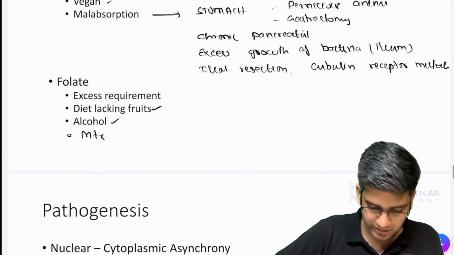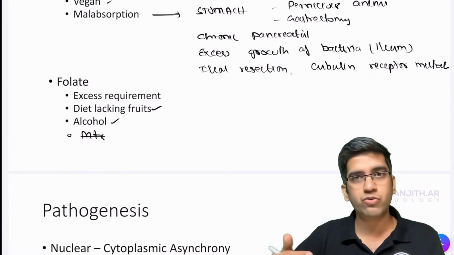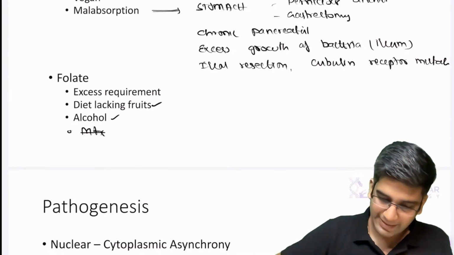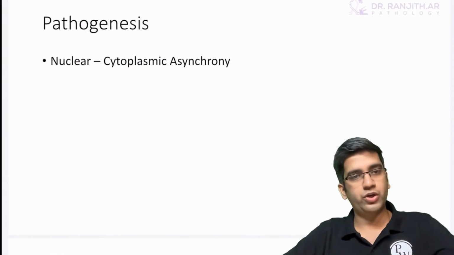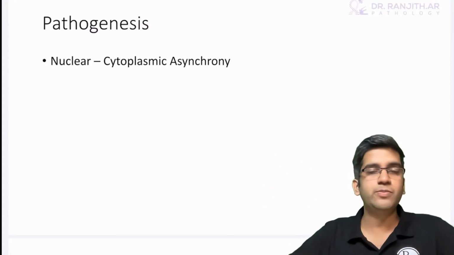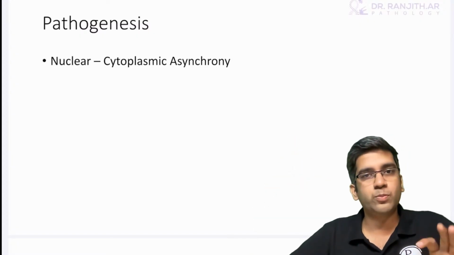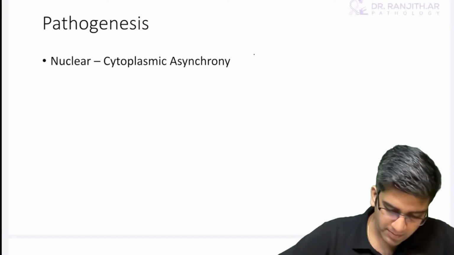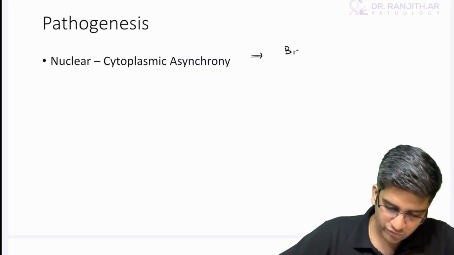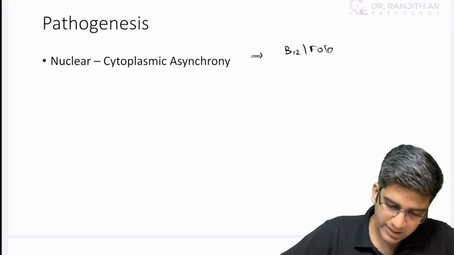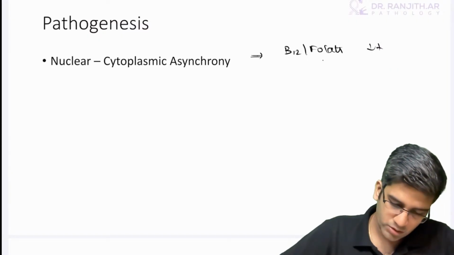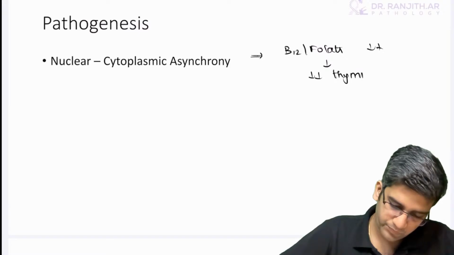Alcohol and drugs. MTX is methotrexate, a dihydrofolate reductase inhibitor, right? Pathogenesis, this is the only pathogenesis I want you to remember. This word has to be there in the exam. It's a nuclear cytoplasmic asynchrony. So what I mean by this is, because B12 or folate is reduced, there will be reduced thymine synthesis.